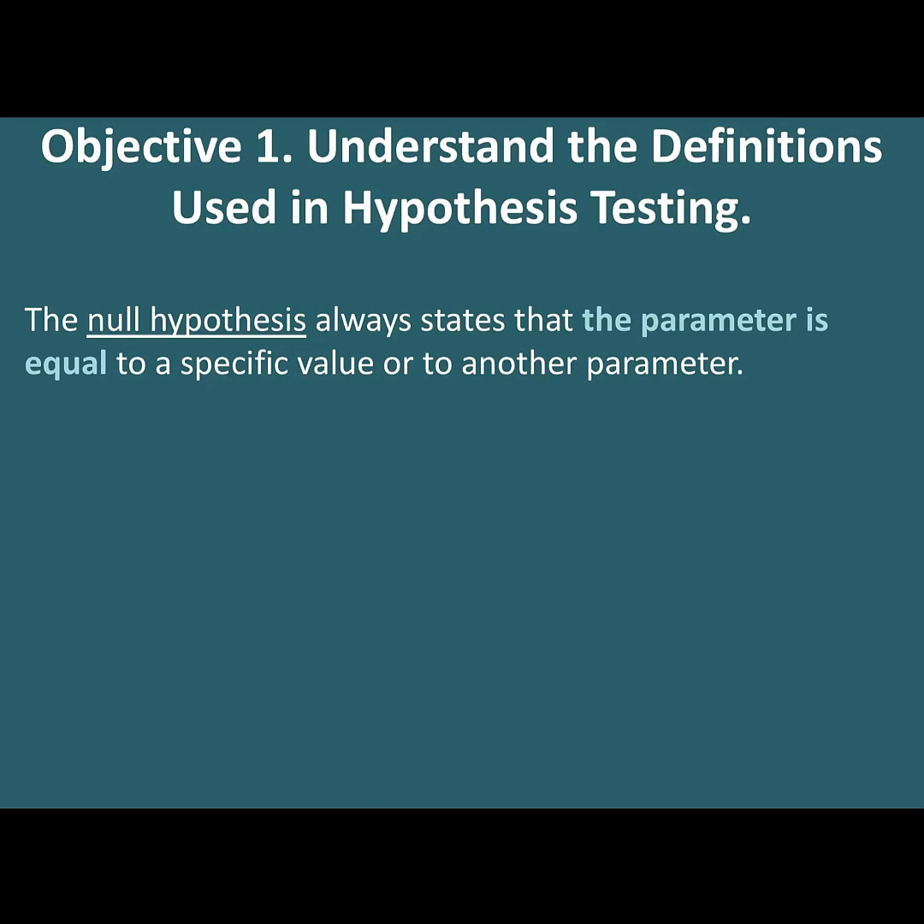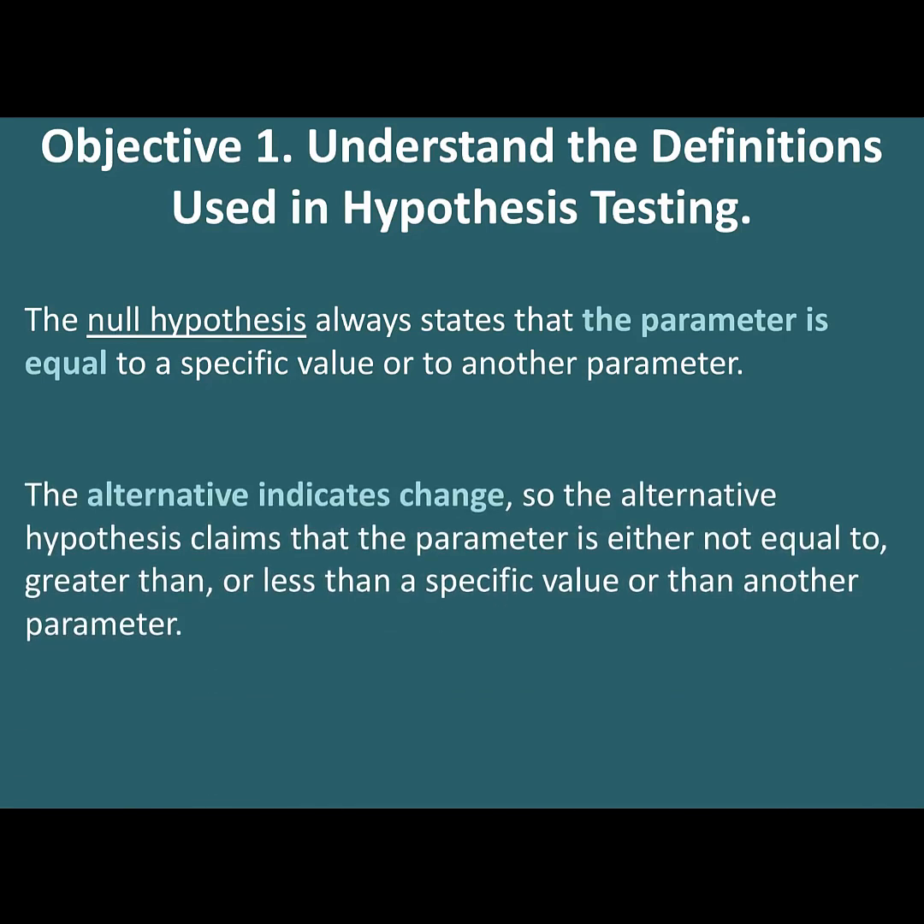The null hypothesis always states that the parameter is equal to a specific value or another parameter. The alternative indicates change. So the alternative hypothesis claims that the parameter is either not equal to, greater than, or less than a specific value or than another parameter.